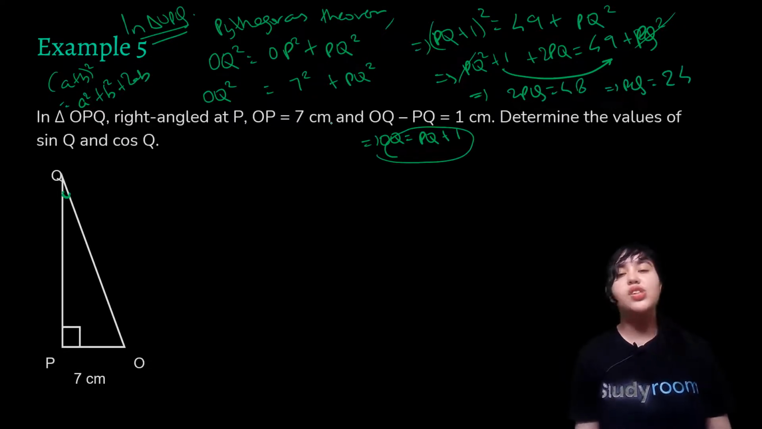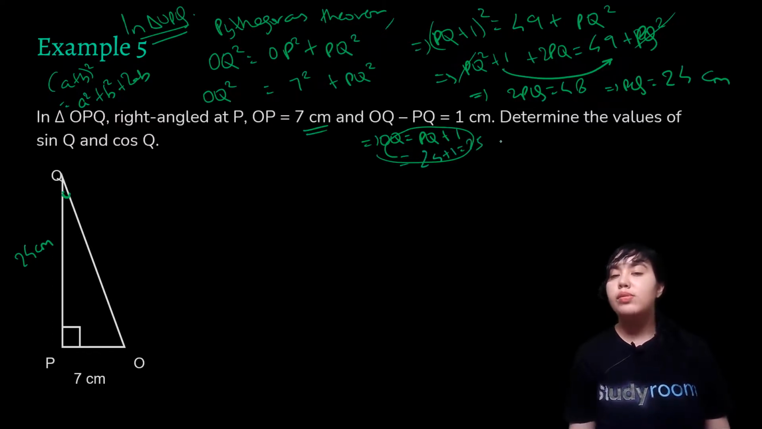What is the unit here? Here it is given centimeters, so PQ is in centimeters. So PQ is equal to 24 centimeters. Now will you apply Pythagoras theorem again? No, you shouldn't. You can make use of this relation OQ equal to PQ plus 1. Okay, so here PQ is already 24. 24 plus 1 is 25. What will be the units? Centimeter. So OQ is 25 centimeters.